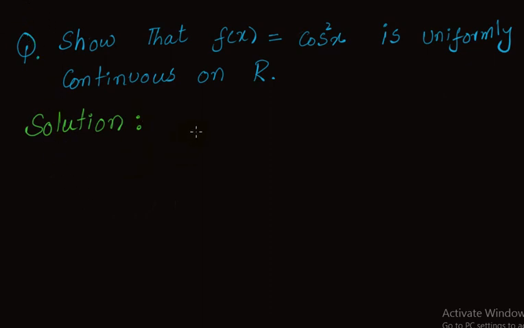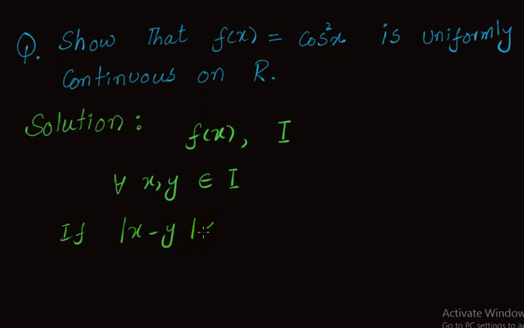A function f of x is said to be uniformly continuous on an interval I if for all x, y belonging to this interval I, if mod of x minus y is less than delta, then mod of f of x minus f of y is less than epsilon, where delta and epsilon are any positive real numbers.